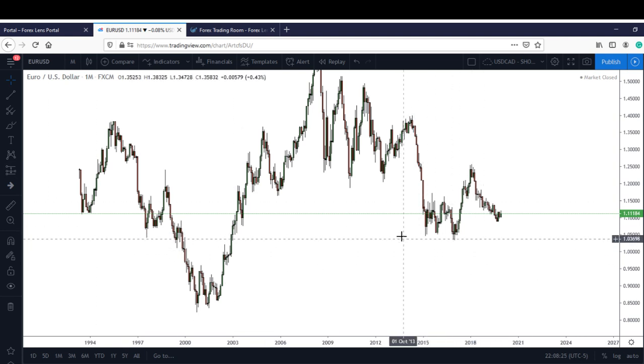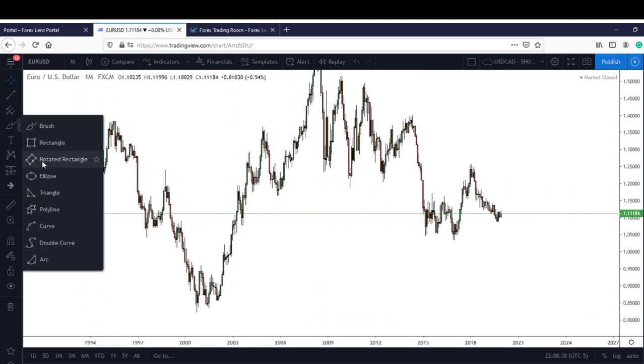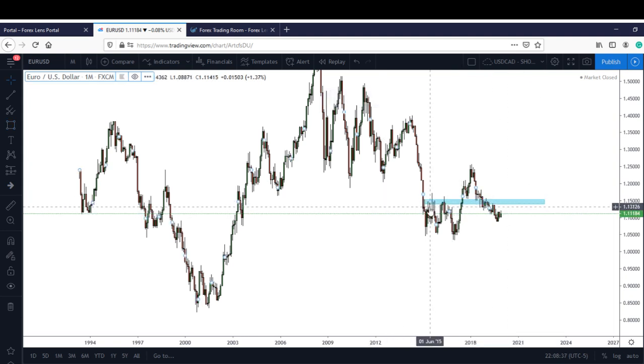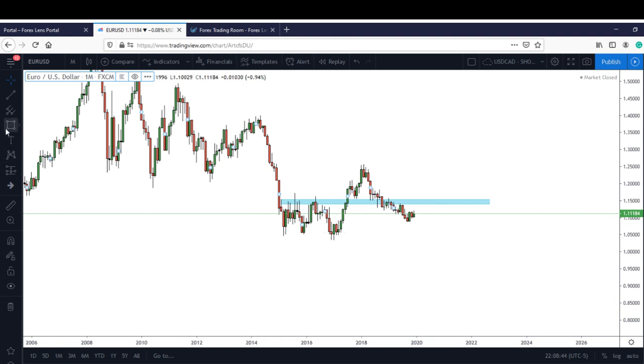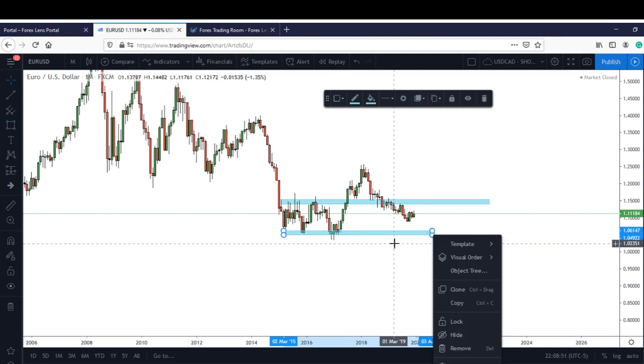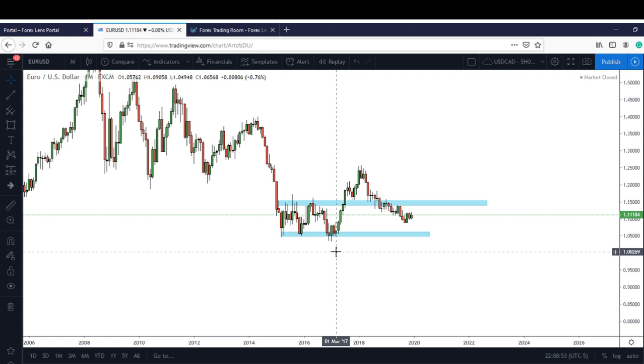Because there's a lot of wicks in these areas, I'm actually going to use the rectangle tool to display our resistance zones. So you can see this resistance zone captures a lot of the end of the wicks and a lot of activity. And we're going to do the same thing with our support zone as well. You can see we have some sort of support down here. And so I'm going to do my best to capture the most activity. Now when we get to the smaller time frames, you can clean up these zones. But for now, it's fine.